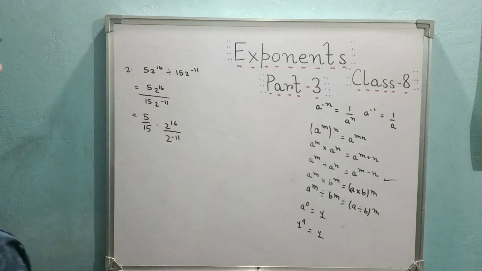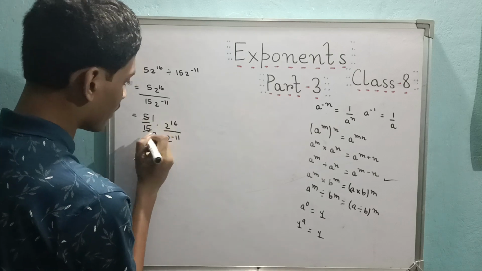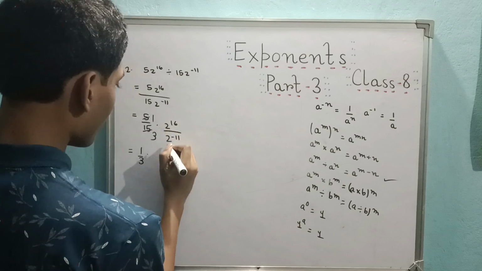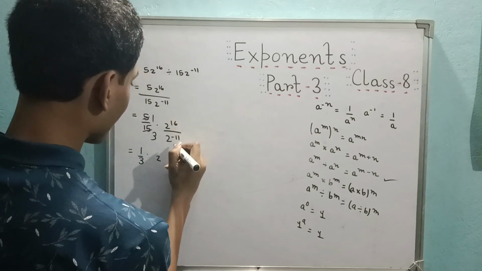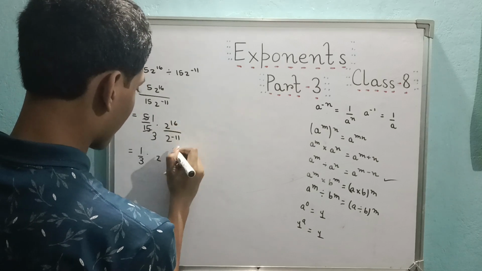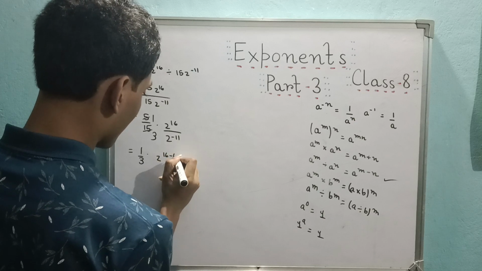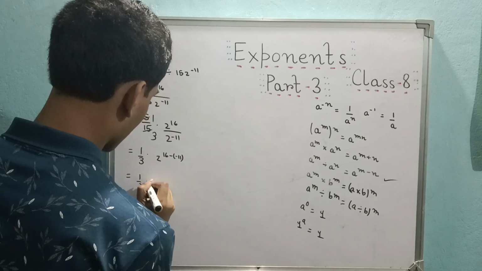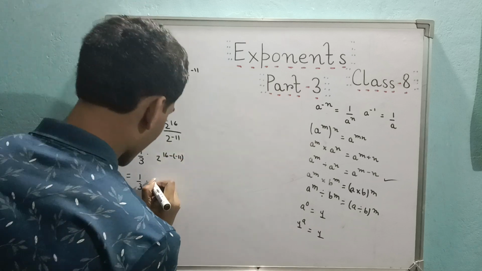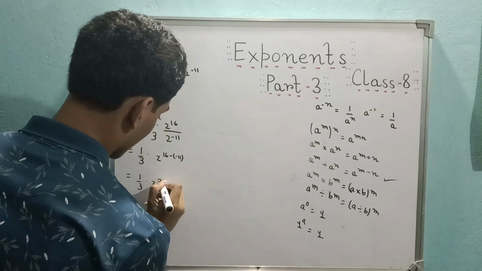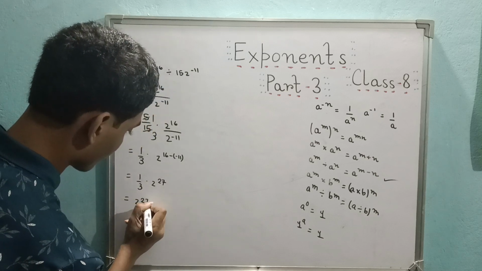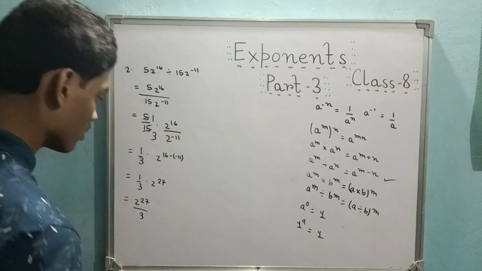Just breaking it up. Then this is 1 by 3 multiplied by, again for division, for the common base the powers get subtracted, so 16 minus 11. So 1 by 3 into z to the power 27, equal to z to the power 27 by 3.